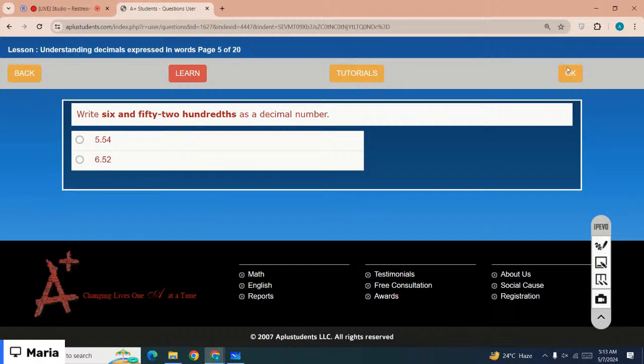6 and 52 hundredths, which is the correct option? The correct option is option number 2. 6.52 is the correct option.